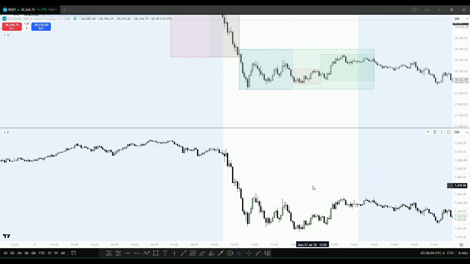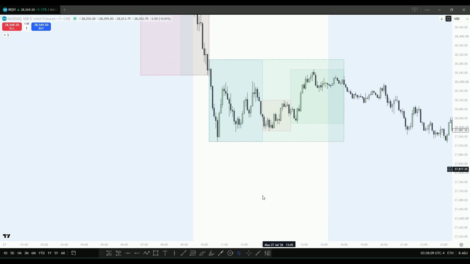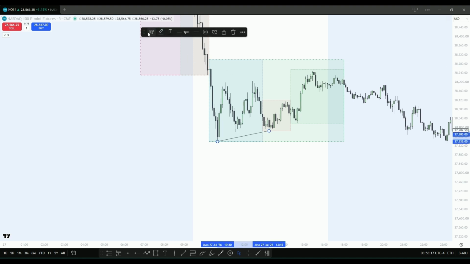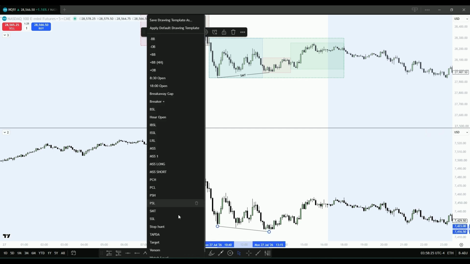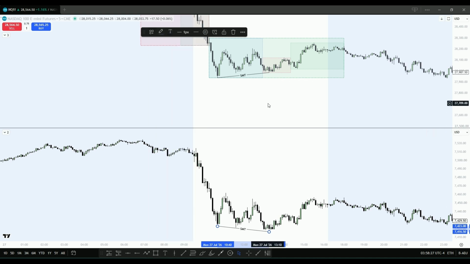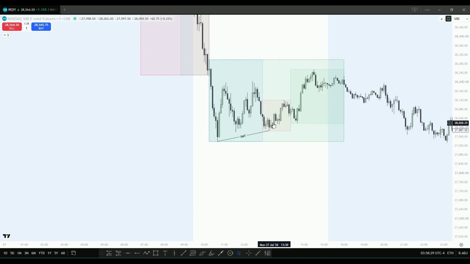Let's see the day before, what is happening. Oh, look at that, another one. So we have here between manipulation and accumulation cycle, we have an SMT. ES took the low, while NQ failed to take the low. Okay, then we have a market structure shift here with a small little FVG.